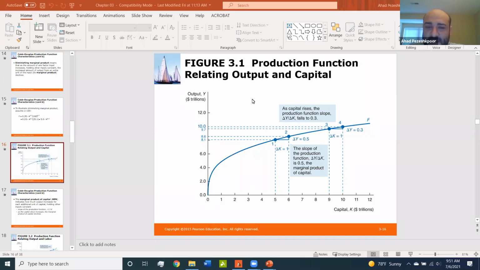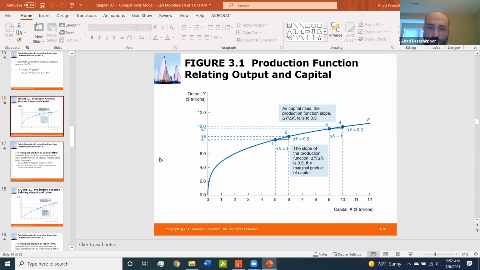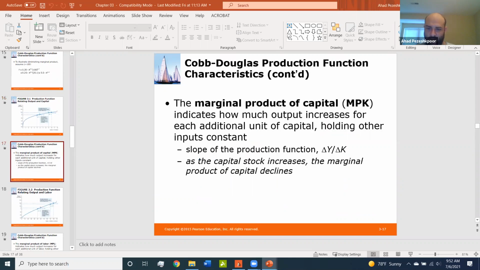Marginal product is the additional product that we get for one more unit of input. Now, let's talk about marginal product of capital. What we mean here is that if we hold everything else constant, which in this case is labor, and technology is always constant in this basic model we deal with, how much more output are we going to get by increasing physical capital one more unit?